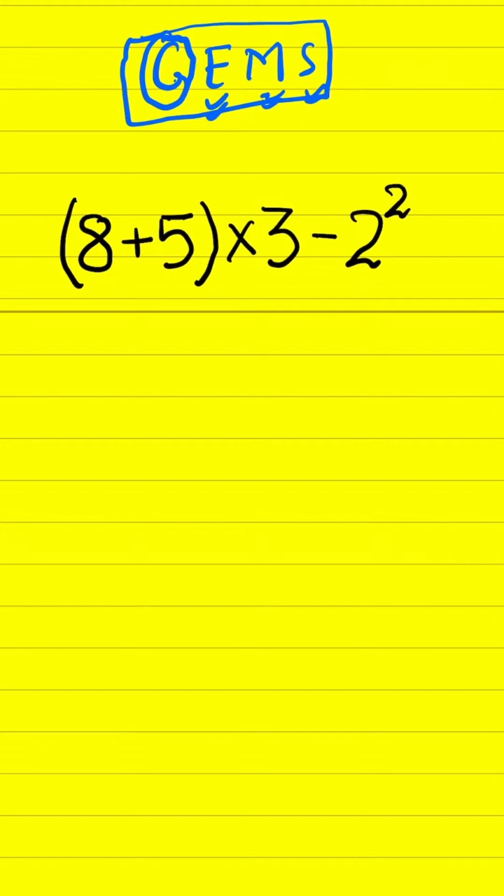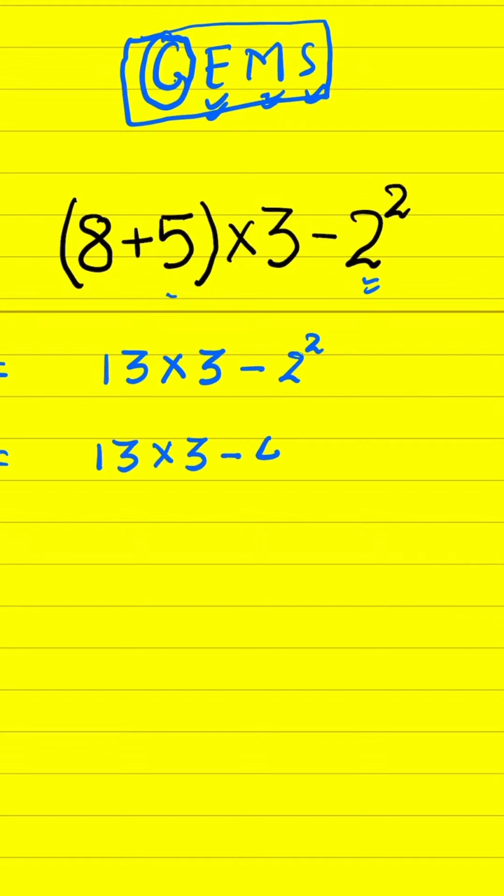Now here, first we solve the parenthesis. So 8 plus 5 is 13, then times 3 minus 2 square. Now after parenthesis we need to solve the exponent. So 13 times 3 minus 2 square is 4.